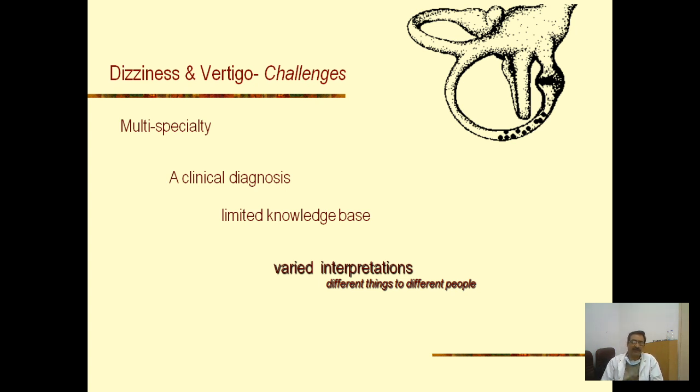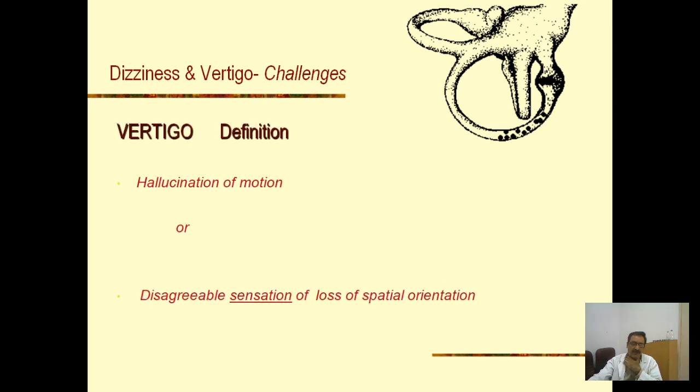We like to have a couple of tests to confirm what we are doing, be it tuberculosis, be it typhoid, be it chronic obstructive pulmonary disease. We don't make a clinical diagnosis, be it ischemic heart disease. We like to get an ECG or a pulmonary function test. And out here, it's largely a clinical diagnosis, which is why it becomes a little bit difficult. We say there's a limited knowledge base, but I'm not so sure about that. We know enough physiology and enough anatomy to be able to take this forward with a good knowledge base.